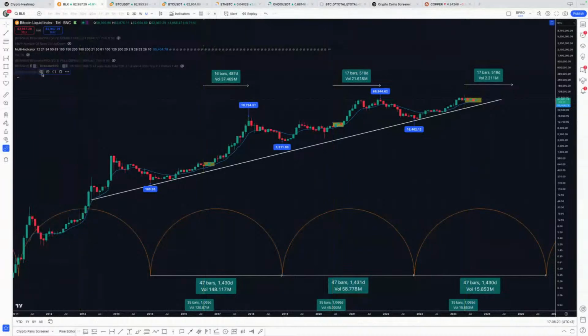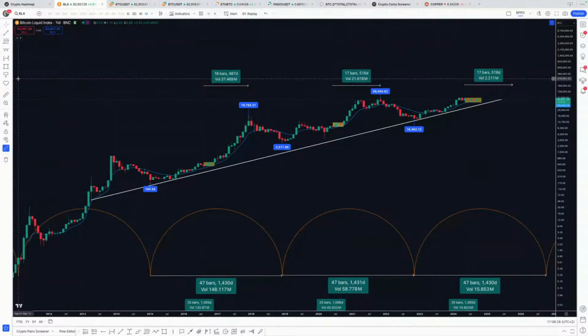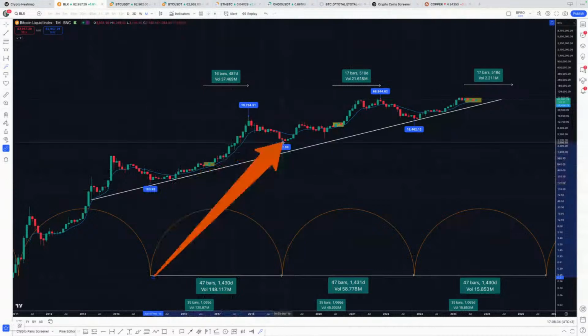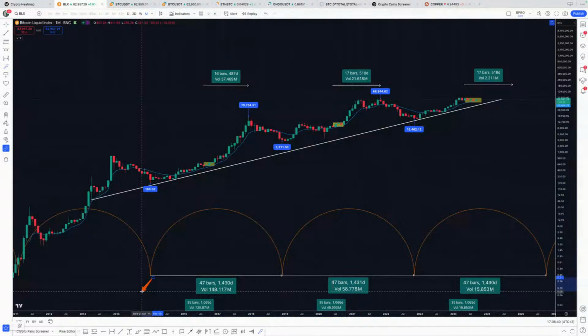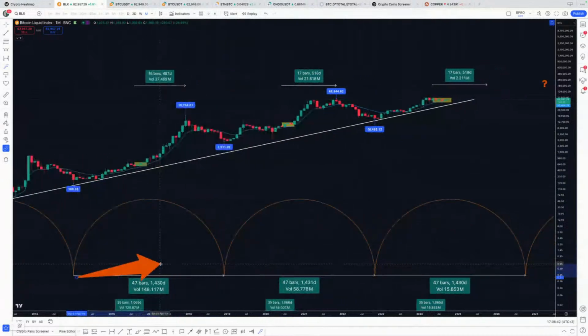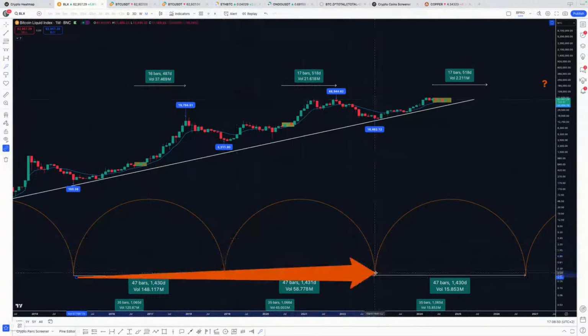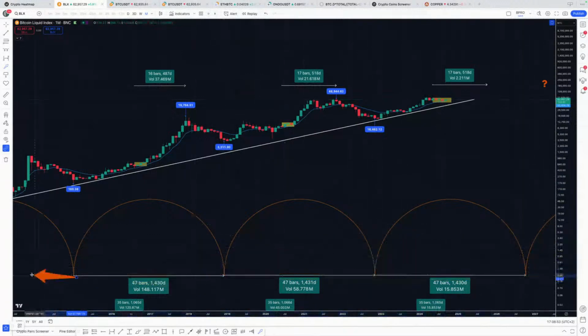This is a very simplistic cycle analysis, where I have connected the lows with the cycle low. So this is a cycle low, this is a cycle low, this is a cycle low. And what appears is Bitcoin normally takes 1,430 days to travel from one low to the other low, as you can see here, and here, and here. This is pretty accurate. This is what they call basically the 4-year cycle, although it doesn't per se mean that.